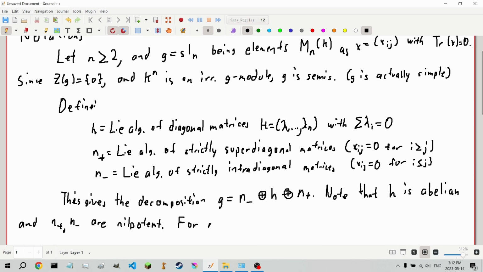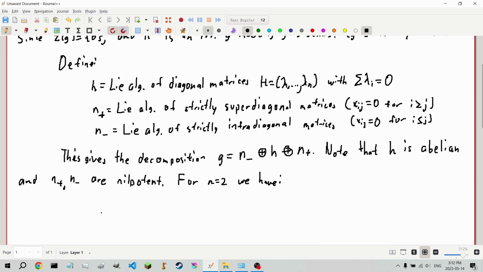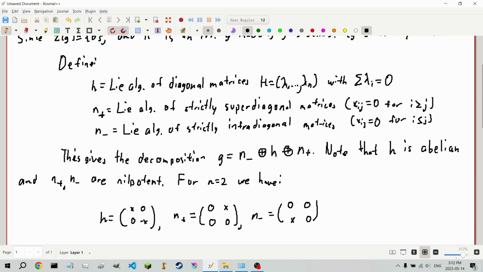And for n equals 2, h is the matrices of the form x, 0, 0, minus x. We've seen this before. And n positive is only one component above the diagonal in this case. And of course, n negative is our elements below the diagonal, which in this case is once again just parameterized by one variable.